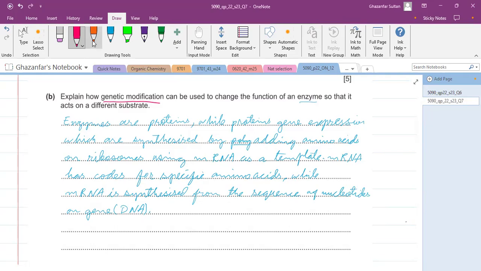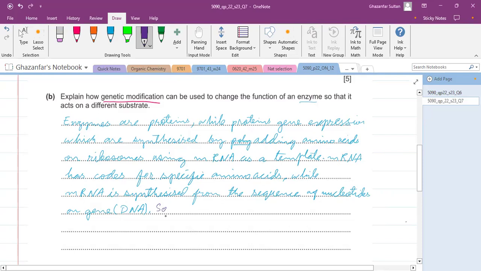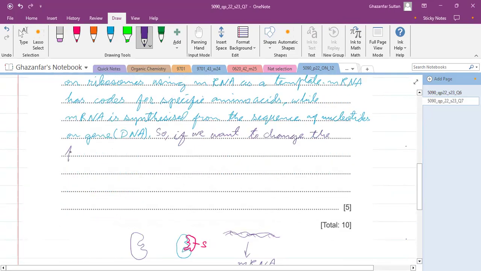So if we want to change the function of enzyme, then the change in nucleotide sequence is required, is carried out. So this is very important.